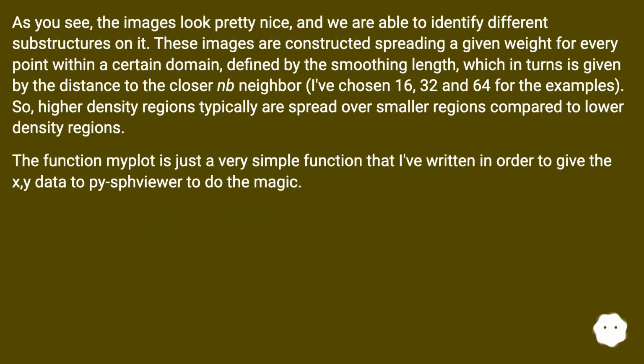These images are constructed spreading a given weight for every point within a certain domain, defined by the smoothing length, which in turn is given by the distance to the closest NB neighbor. I've chosen 16, 32, and 64 for the examples. So, higher density regions typically are spread over smaller regions compared to lower density regions.